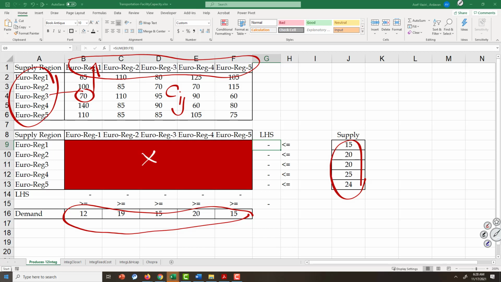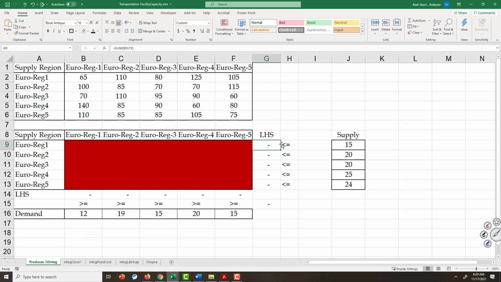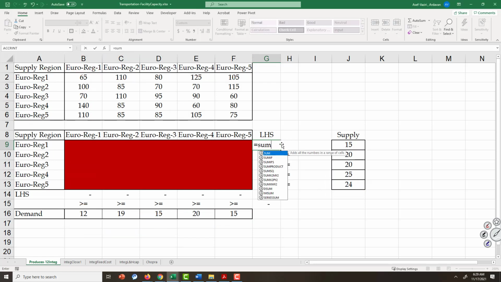We need to define these decision variables, Xijs, to find out how many units of product are delivered from each origin to each destination. This is X41, from origin 4 to destination 1, and then we multiply it by the cost of delivering each unit. I compare summation. This is the total number of units delivered to everywhere from origin 1.